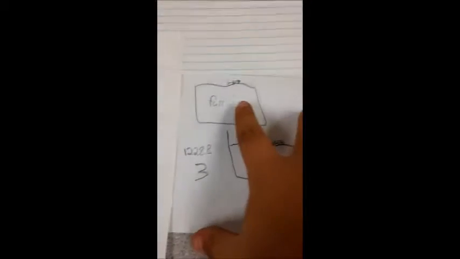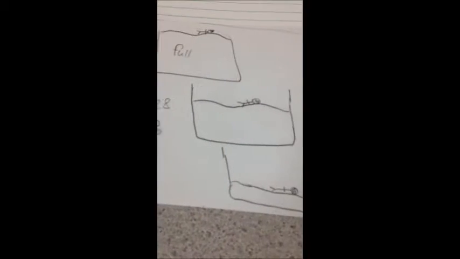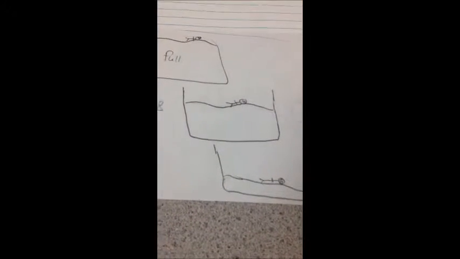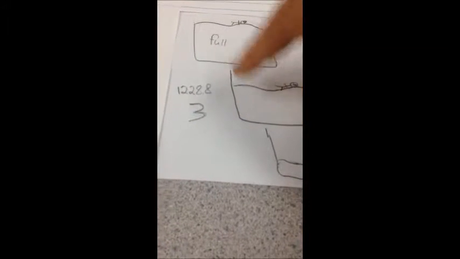First we drew a full tank, and then after 1 hour, it's a little down. After 12 hours, it's a little more down. After 24 hours, it's almost all the way down. And once we did all the math of how far the liters went during the first hour, 12 hours, and 24 hours later, we came out with the answer of negative 1,228.8 for question 4.